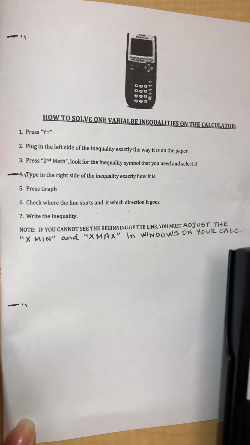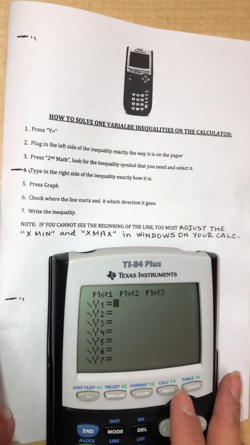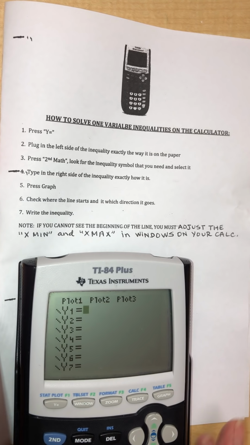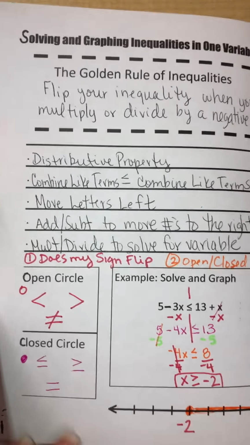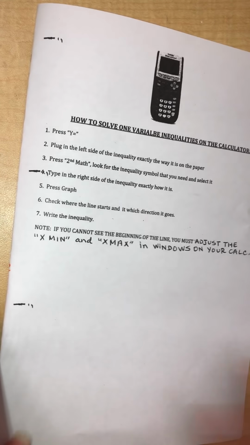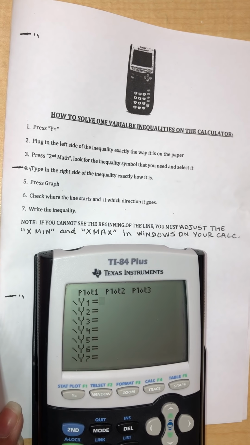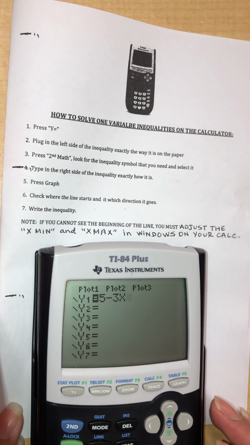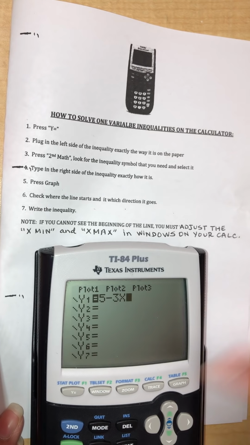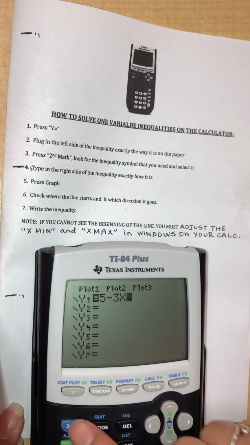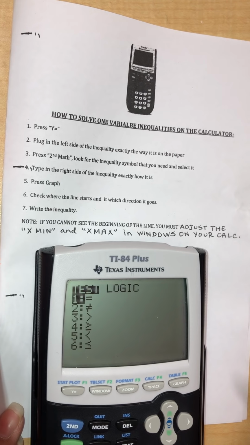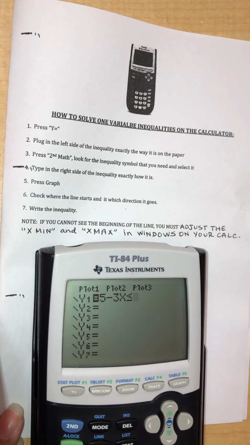The left side of our inequality was 5 minus 3x. So I'm going to type this in. 5 minus 3x. Then I need to get the inequality symbol. So I'm going to go to second math, and I'm going to pick the inequality symbol that my original problem had, which was number 6, the less than or equal to. And I'm going to type in the right side exactly as it is, 13 plus x. Then remember, we are graphing these on the number line. So I'm going to press graph.